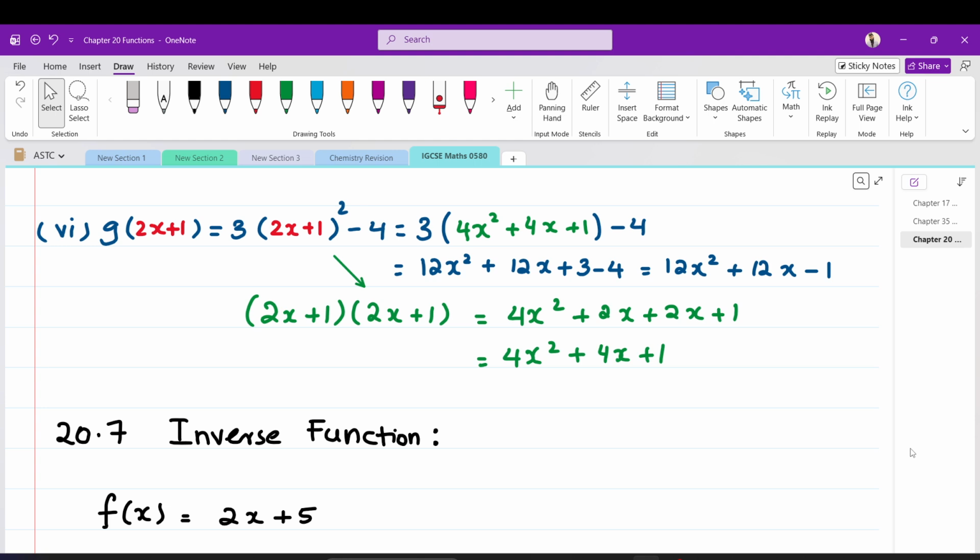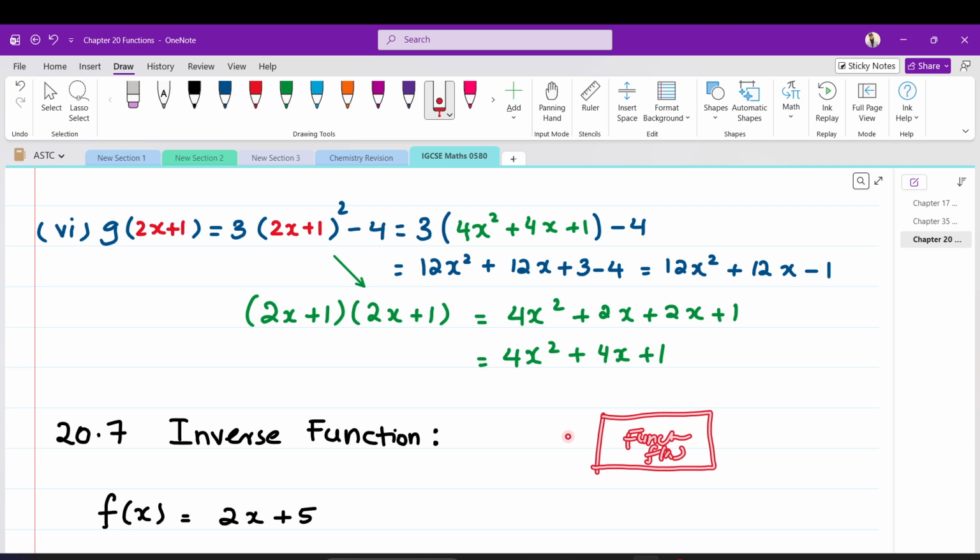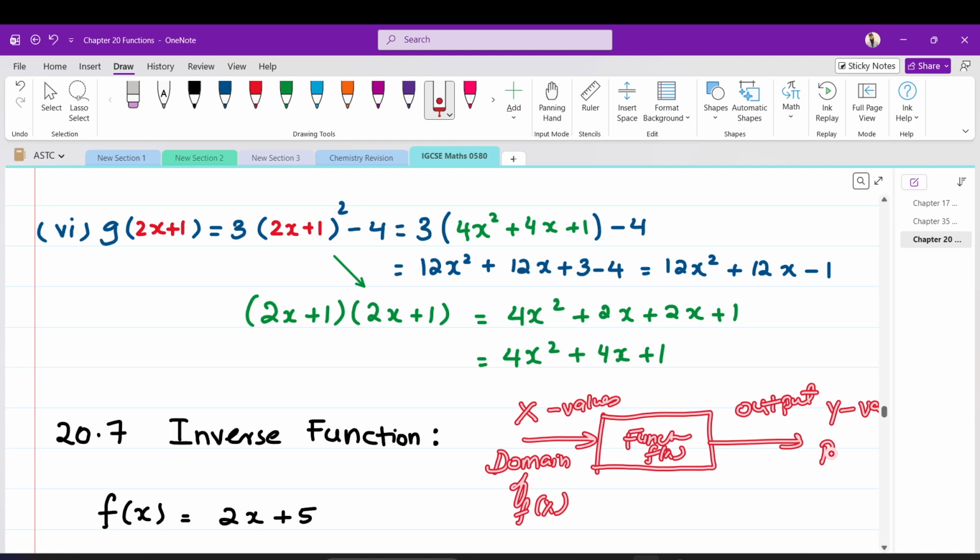Earlier, at the beginning of this chapter, we studied a concept related to functions: that functions are number machines. Let's say this is a function, f of x. Over here, we input some values which are x values. These are called the domain of the function, and the output that we get, these are the y values, which are called the range of f of x.